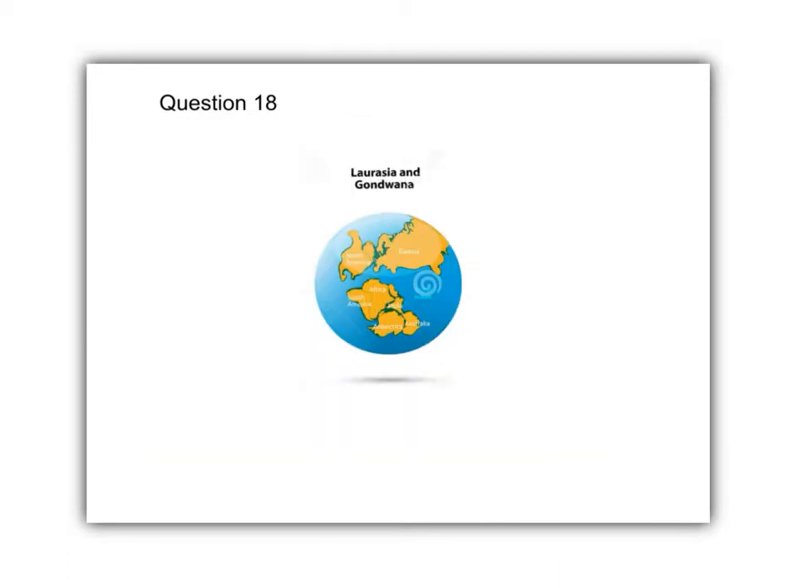Continuing with question 18, we have Gondwana and Laurasia, and what you want to remember about those is Gondwana was formed with South America, Africa, India, Antarctica, Australia, and Laurasia was more of your North America, parts of Asia, and Europe. So if you could look at that picture and understand that picture, you should do very well on that question.